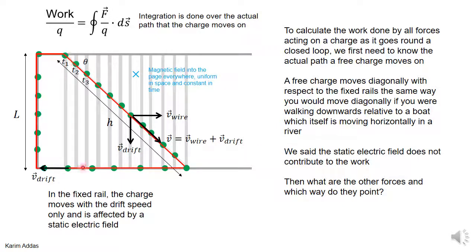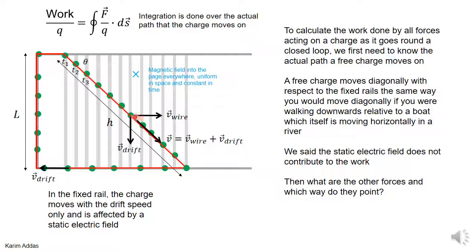This is that horizontal rod that's moving with a velocity v wire. I just put the rod here at different points in time, zoomed into the problem a bit. So this is at time t1, the negative charge starts out here, and then at time t2 the charge reaches this point, and then it reaches this point, and so on. The charge moves on a diagonal.